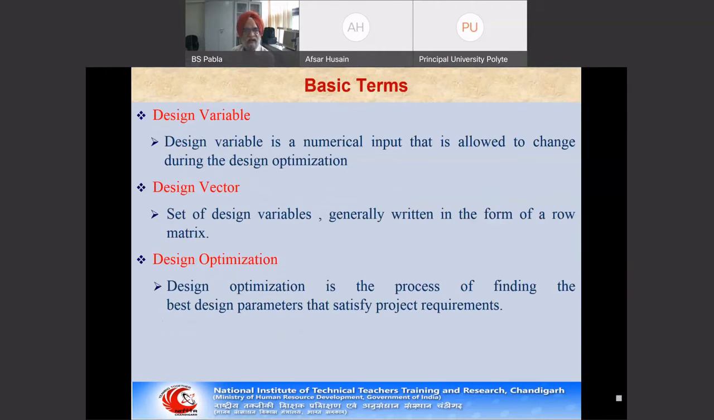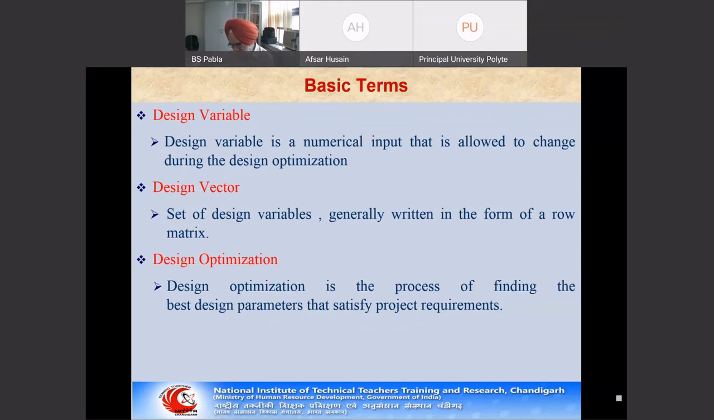So design variable is again a variable only. A design variable is a numerical input that is allowed to change during the design optimization. That means you can increment or decrement those values. Let's say, coming back to our cutting tool life, V^n... T raised to power n, P raised to power a, F raised to power b, and T raised to power c. That is my objective function, and the variables are V, F, and T. These are the design variables.